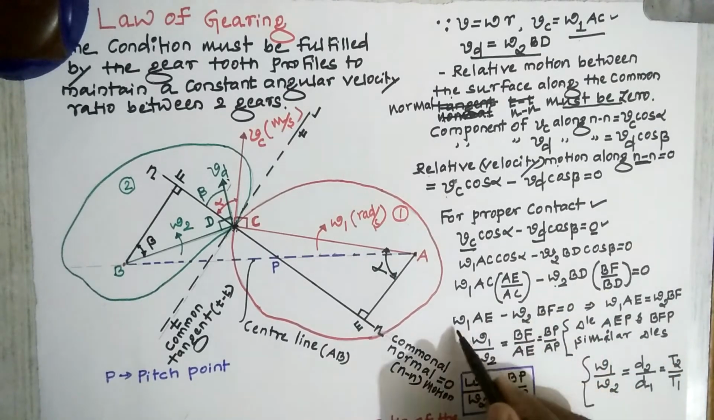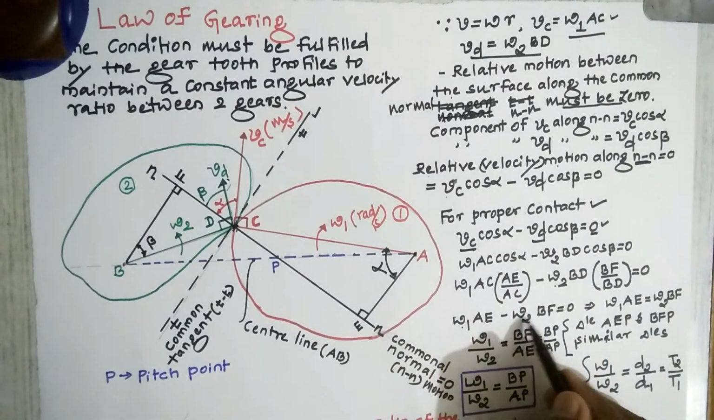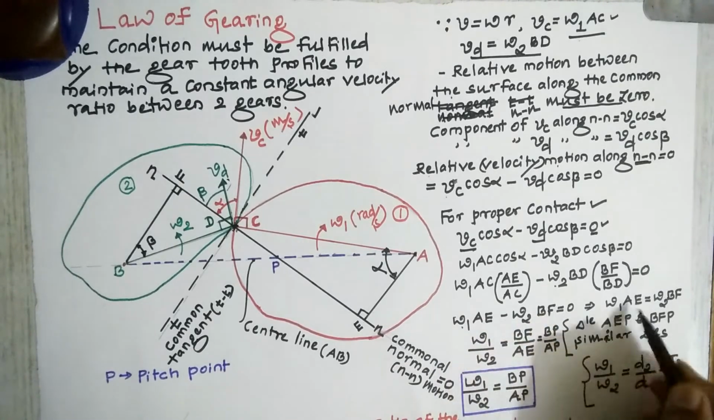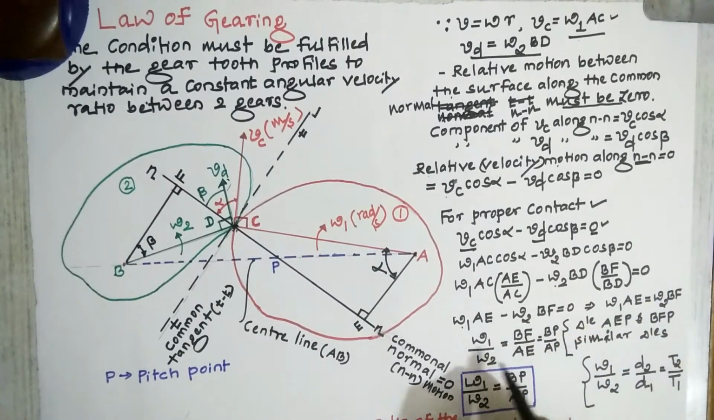The equation comes in this way: omega 1 AE minus omega 2 BF equals 0. I will write one more step: omega 1 AE equals omega 2 BF. Then I will rearrange it: omega 1 by omega 2 equals BF by AE. You got it up to here.